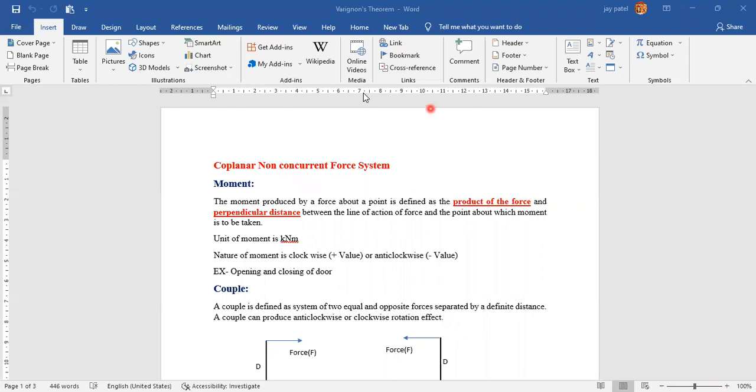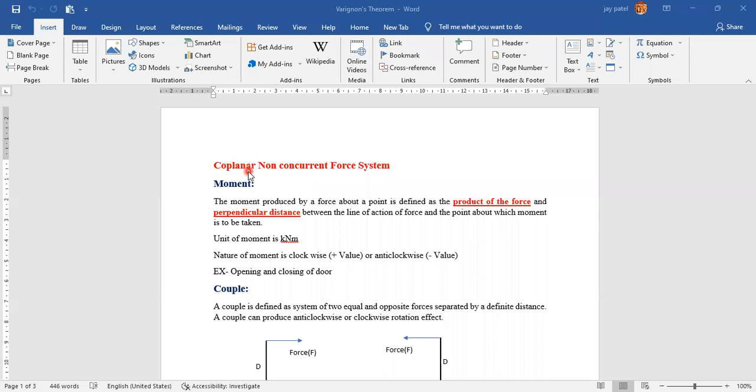Okay, chalo. Is my screen visible? Please confirm, is my screen visible to all of you? Yes, sir. Sorry. I think we have discussed in the extra lecture the topic of center of gravity. Okay, don't worry. We will continue that topic after 1 or 2 lectures.